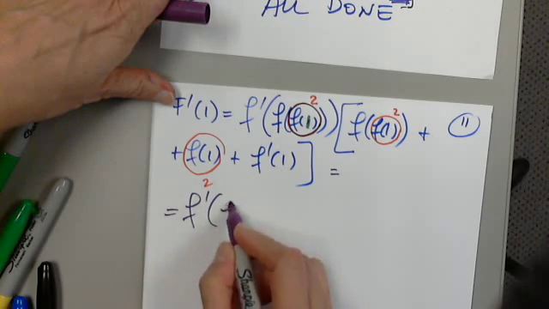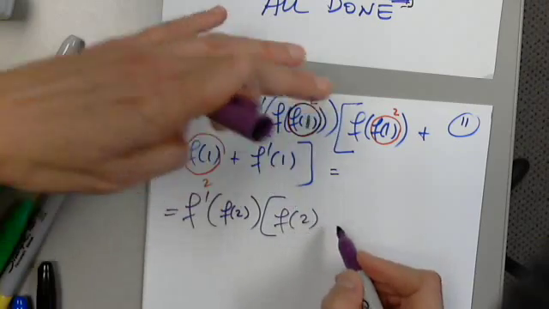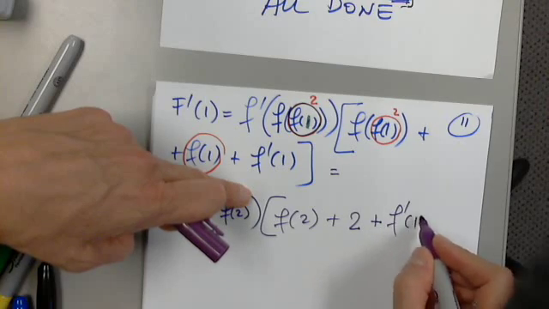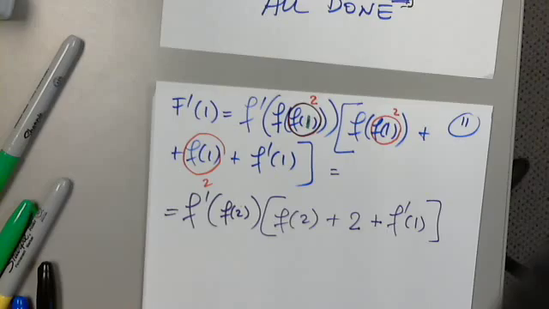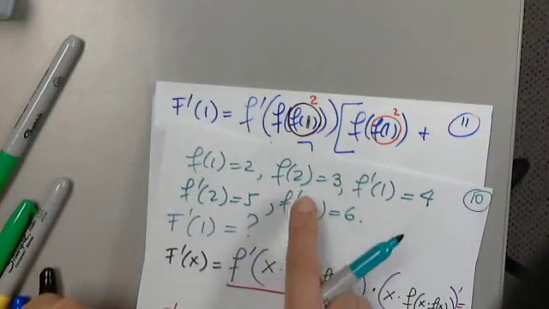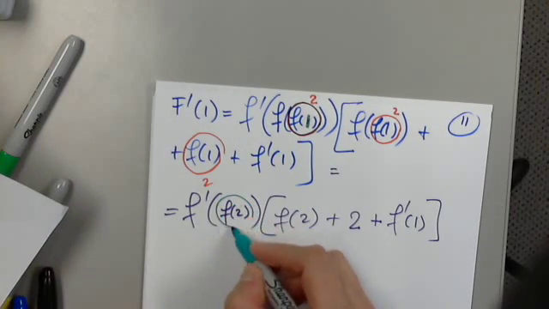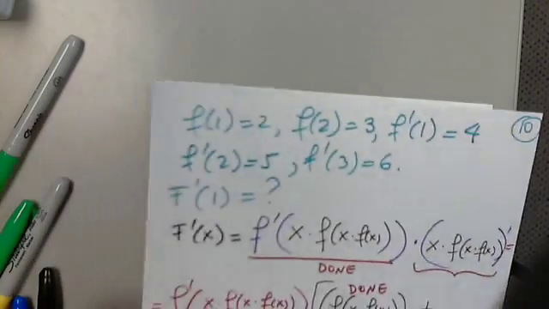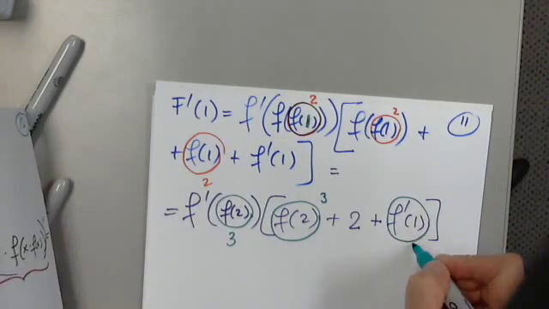So this is f prime of f of 2, bracket, f of 2 plus 2 plus f prime of 1. Not too bad when x is 1, right? Final step. Do I have f of 2? So then this piece is 3. This piece is 3. Do I have f prime of 1? 4. This piece is 4.